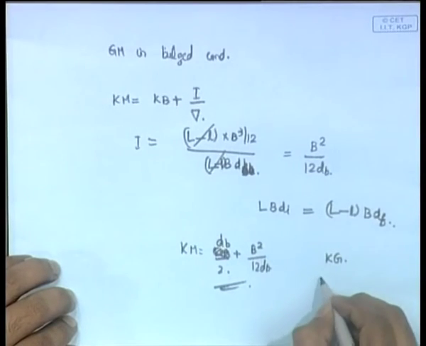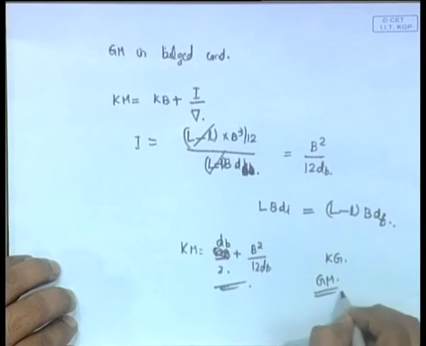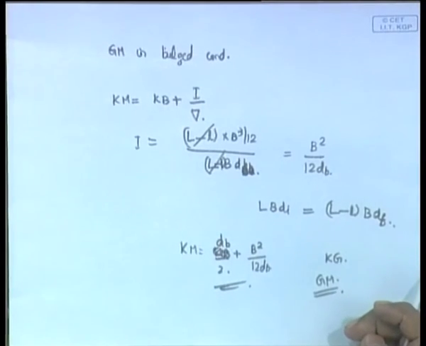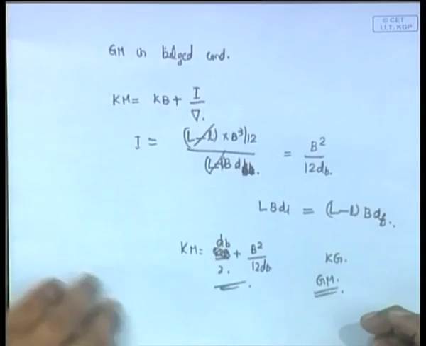Once you have your KG, you find your GM. Then what else is asked? Okay, righting moment. Righting moment is very straightforward, nothing in it.